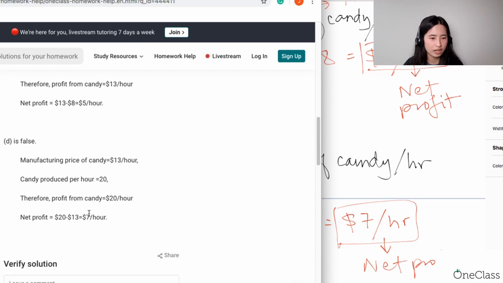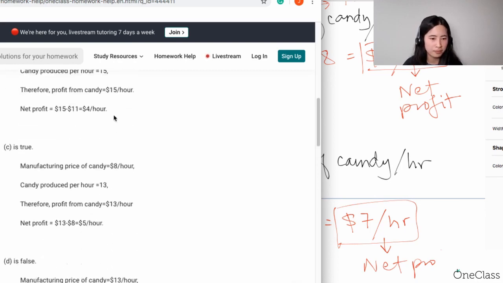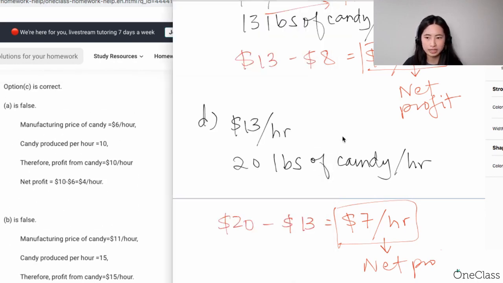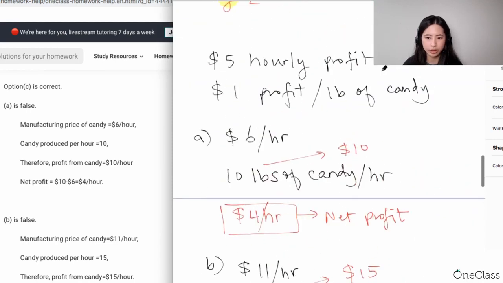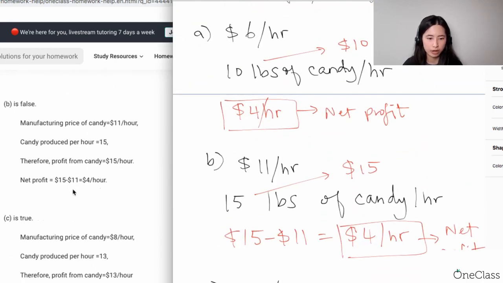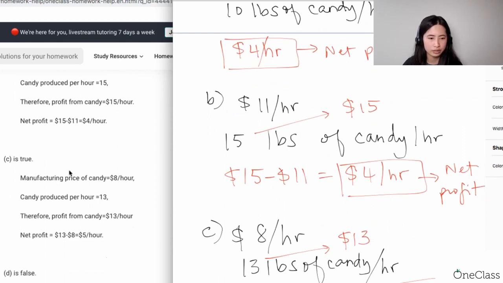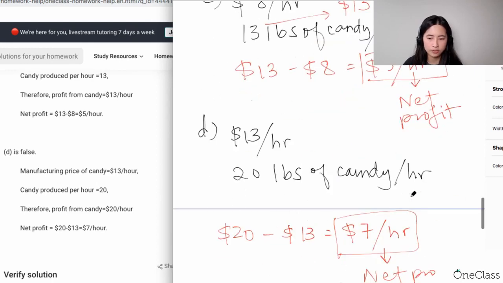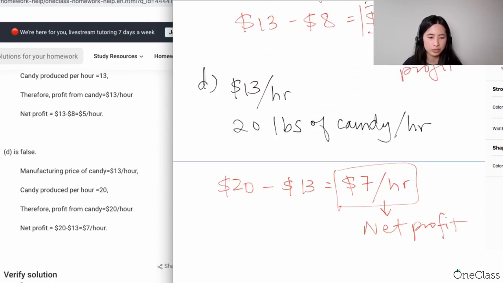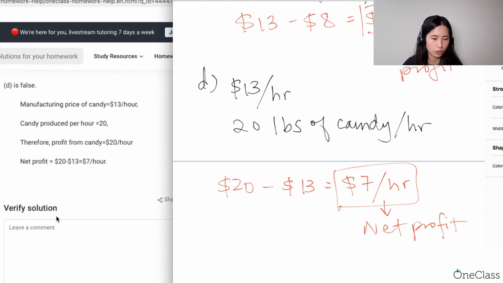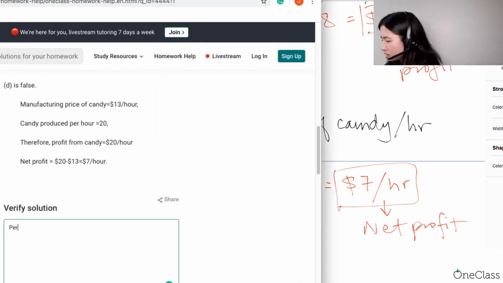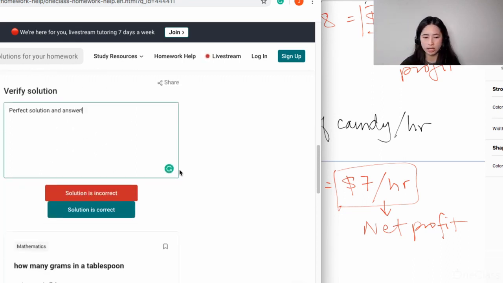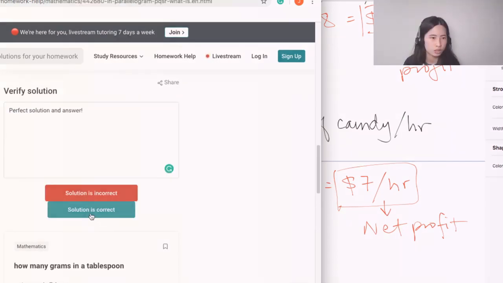Okay, so this is what they showed us, which is pretty much the same. For part A, they said it's $4 per hour, and that's what we got. For part B, it's also $4 per hour, that's the net profit. Part C, it's $5. That's true. And for part D, it's $7. That's why it's C. That is true. So perfect, nothing to correct. Okay, I guess we can move on to the next question.